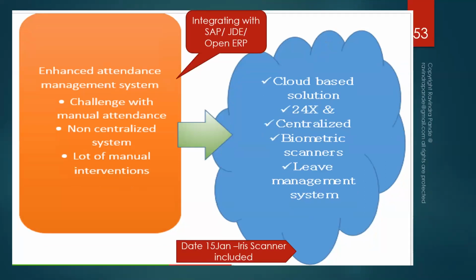Now let's have another look at a similar solution drawn by another participant. The way he or she has understood it: enhanced attendance management system, challenges with manual attendance, non-centralized, a lot of manual integration, then integrating with SAP, JD and ERP. These systems are already integrated. There was a data entry, but now we need to include all these things here also. On the right hand side, as we can see, a cloud-based solution, 24/7, centralized biometric scanners, and so forth. These are high level diagram examples for our attendance management system, which we have been discussing as an example for a couple of sessions now.